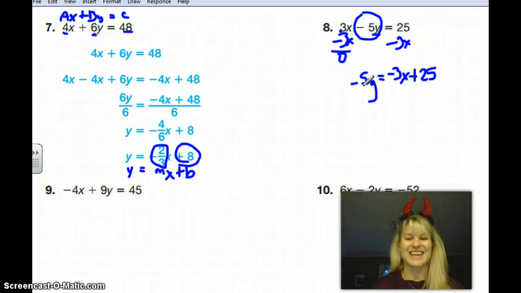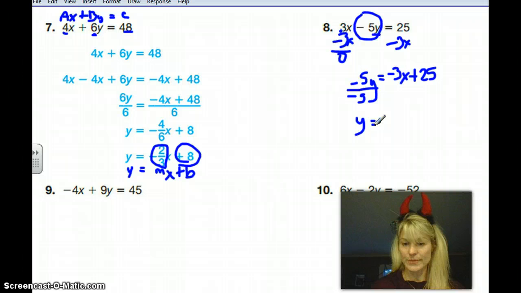Alright, so now I'm left with negative 5 times y. And so we know the inverse of negative 5 times y is negative 5 divided by negative 5. So we're going to divide by negative 5 here. And I know negative 5 divided by negative 5 gives me a positive 1y. Okay? Then this is also a common mistake. When we divide by negative 5, we need to divide everything by negative 5. So I'm going to divide the negative 3x by negative 5 and the 25 by negative 5.